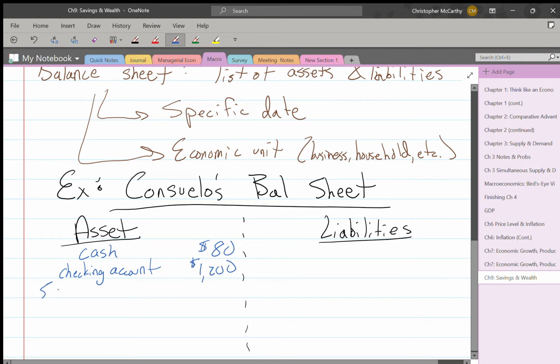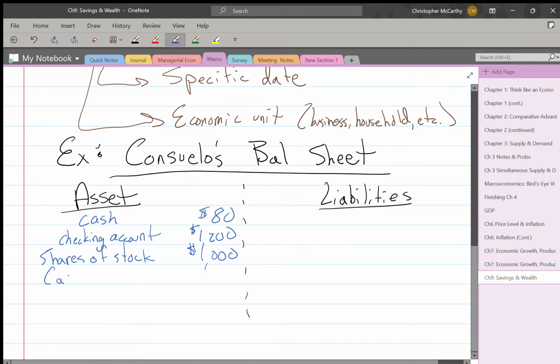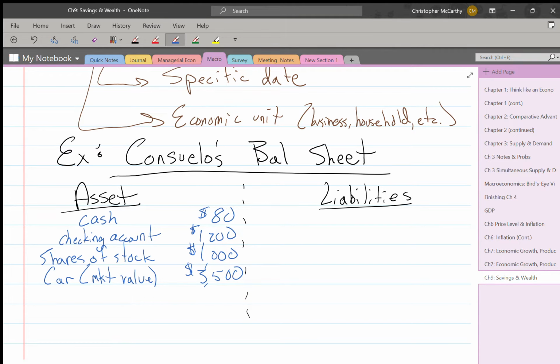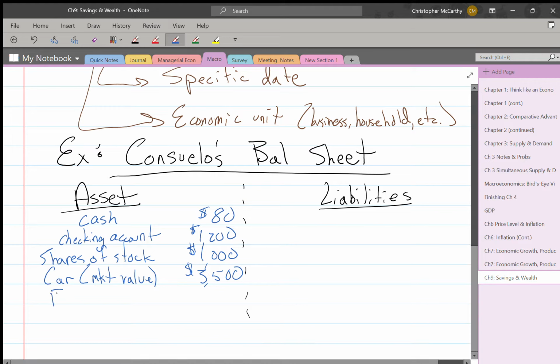Any shares of stock you may own, whatever their market value is, that's the asset value. Car, again, that's going to be the market value, is an asset. If you have a used car sitting in your driveway, now's the time to sell it, right? The used car prices have gone up 40% in the last year. Furniture, again, market value. It's $500.